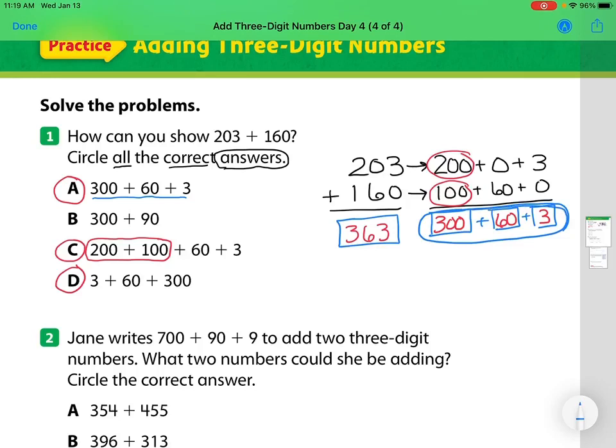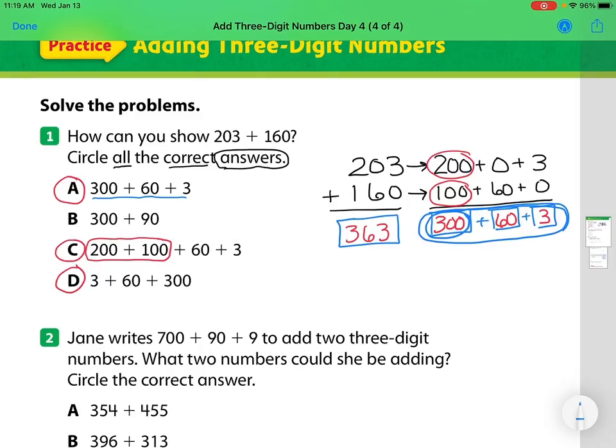I looked at B, and I saw 300 plus 90. Well, I found the 300. I know where they found 300, but 90, I do not see that anywhere. I see a 60, I see 3. I just don't see 90 anywhere. So I knew that B was not correct.